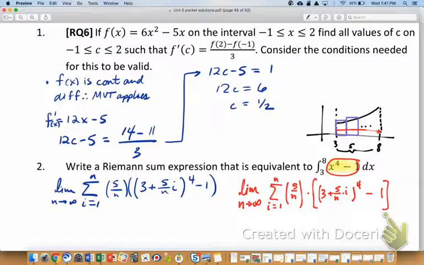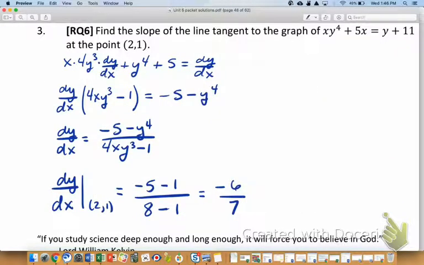Okay, let's take a look at number 3. Number 3 is right here. There it is, lovely implicit differentiation question. There's a product rule in there.